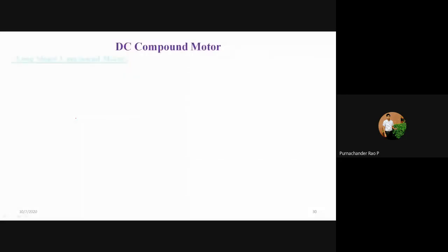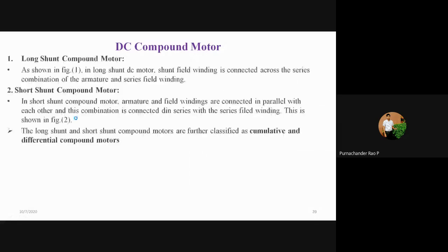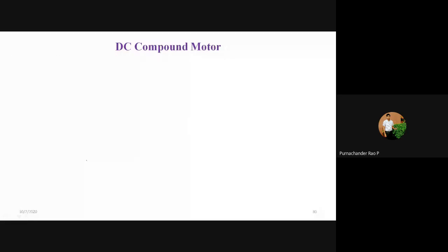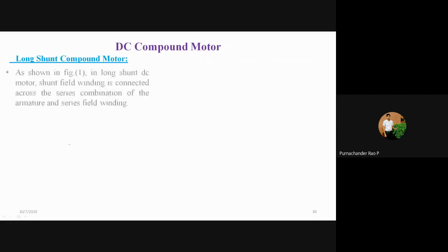So the compound motors are of two types: the long shunt motor and the short shunt motor. We will discuss compound motors in detail. Let us assume that this is a long shunt compound motor, and the circuit diagram for the long shunt compound motor is given like this.